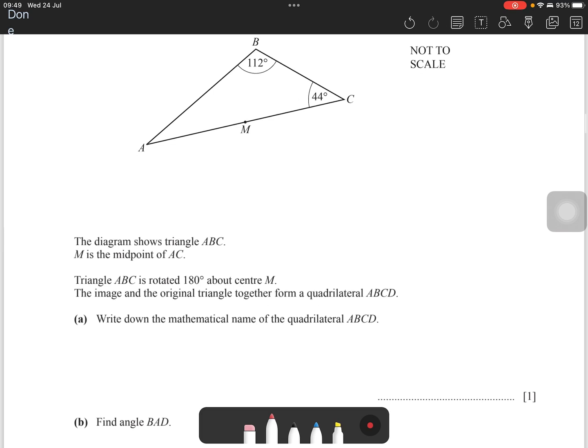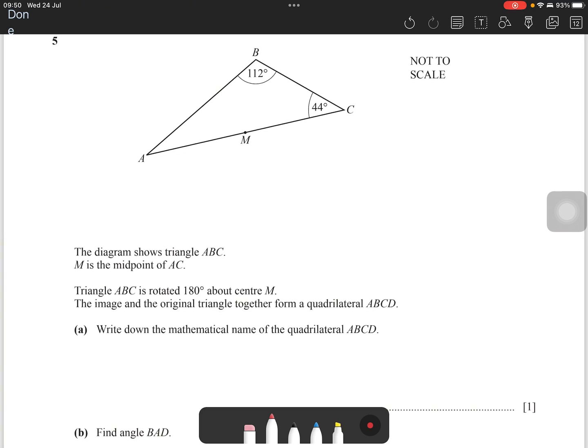Question 5. The diagram shows triangle ABC. M is the midpoint of AC. The triangle ABC is rotated 180 degrees about the center M. The image and the original triangle together form a quadrilateral ABCD. A. Write down the mathematical name of the quadrilateral ABCD.